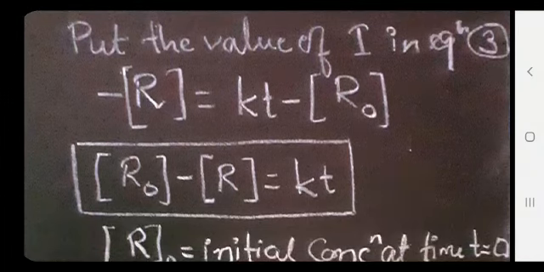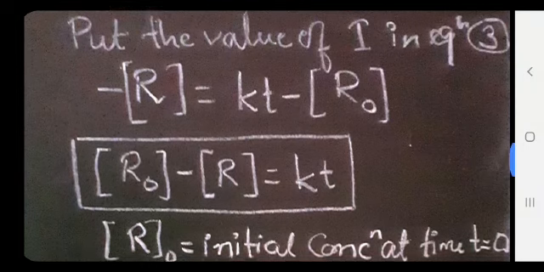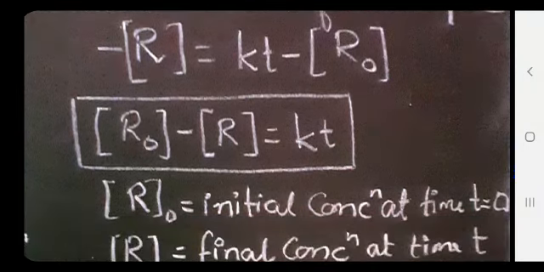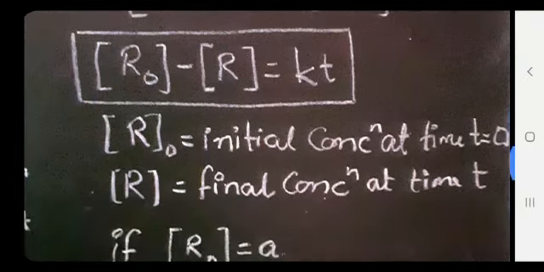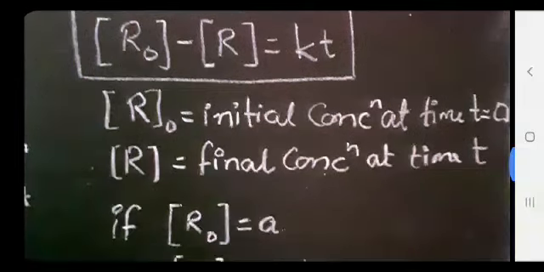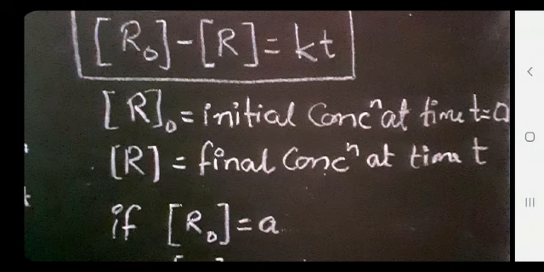Now by taking the similar terms together, we have [R]0 minus [R] equals kt, where R naught is the initial concentration at time 0 and R is the final concentration at time t. With the help of this expression, if we know the value of R naught and the value of R, we can easily calculate k.